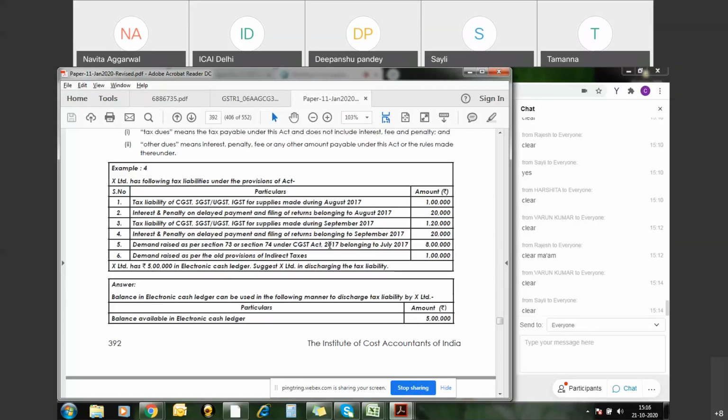Going through the question: X Limited has the following tax liabilities under the provisions of the Act. The tax liability of CGST, SGST, UGST, IGST for supplies made during August 2017 is 1 lakh. Students, please go through this question. Please go through this question.